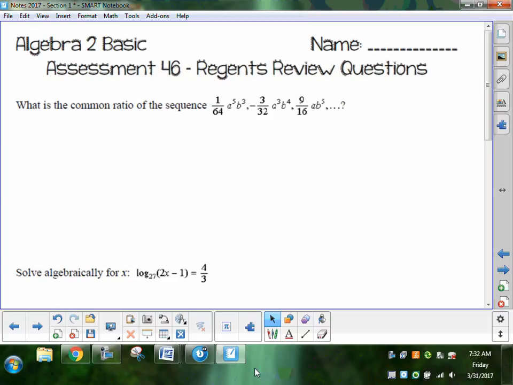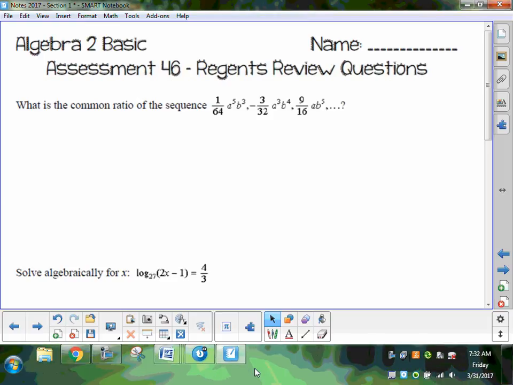By the way, make sure you have logged into your calculators if you haven't already. Let's take a look at what the first grouping here is going to look at.